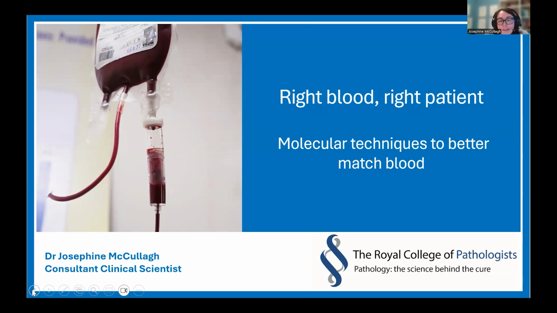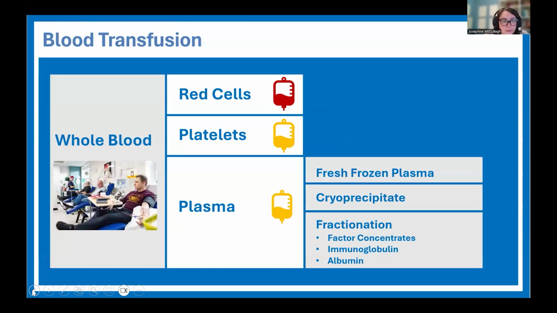And I'm going to talk to you today on the topic of right blood, right patient: molecular techniques to better match blood. Next slide, please.